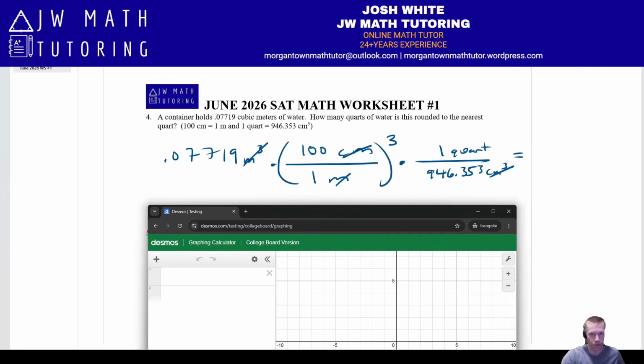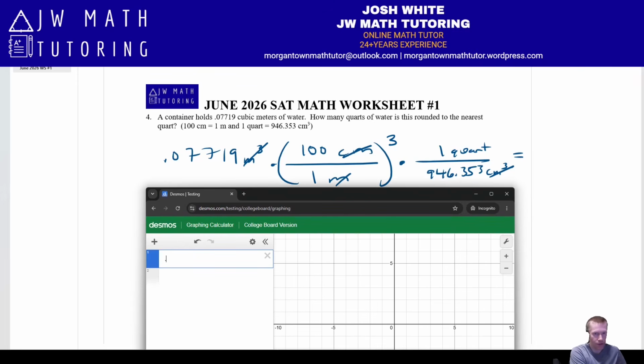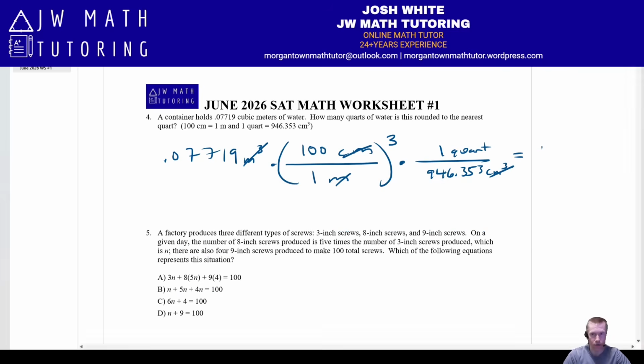So let's pull up Desmos here. We've got 0.07719 times 100 over 1, and that is raised to the third power, and then times 1 over 946.353. Okay, so it comes out to 85.565, blah, blah, whatever. Notice in this problem I've designed, I've said to round it to the nearest quart, i.e. nearest integer, nearest whole number. So that's just going to be 82. That would be the answer that you would type in or that you would fill in.